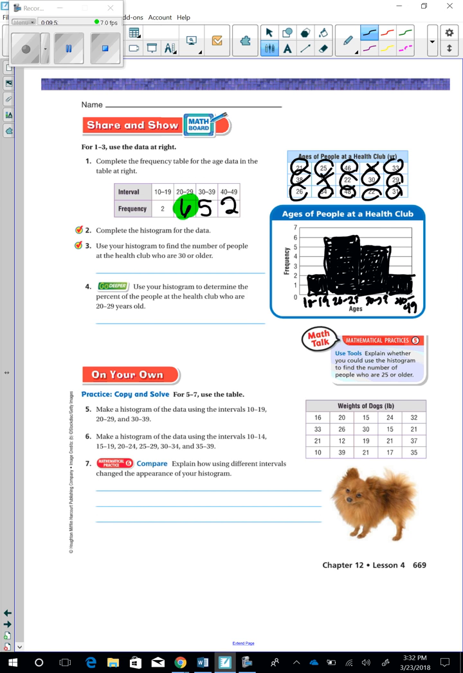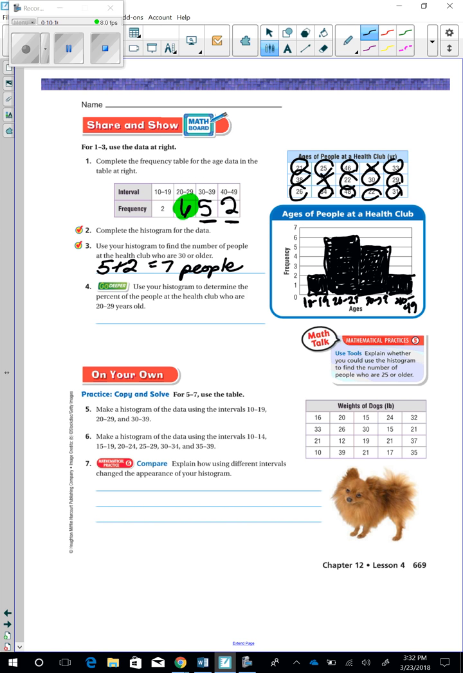Okay. Use the histogram to find the number of people at the health club who are 30 or older. Well, 30 or older would be this group and this group. So 5 plus 2 equals 7. So 7 people are 30 years old or older.